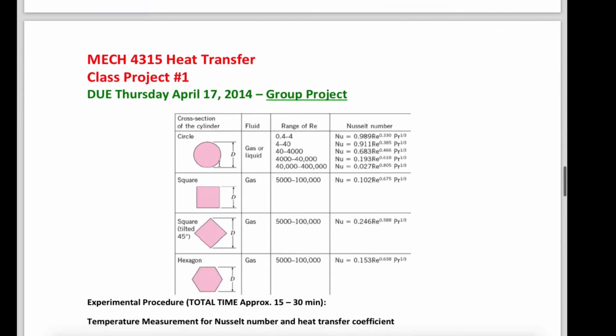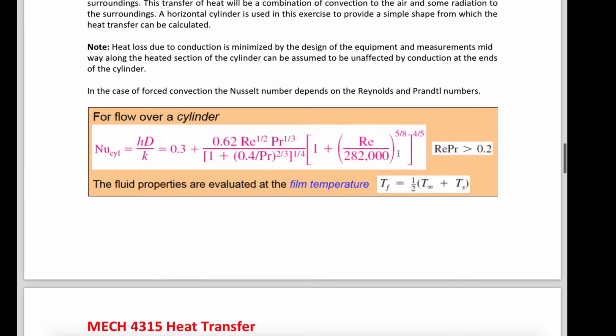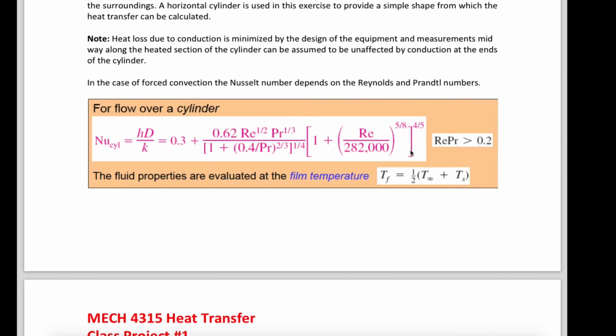So here they give us 4 different options. We're going to use the one for the circle because we're dealing with a cylinder. We need to find the Reynolds number and then look at one of these ranges. And then if it falls between one of these ranges, then we can use one of these equations to find our Nusselt number. So we can either use this equation or this equation. They should both give you the same answer. All right, so let's go ahead and get started on that.